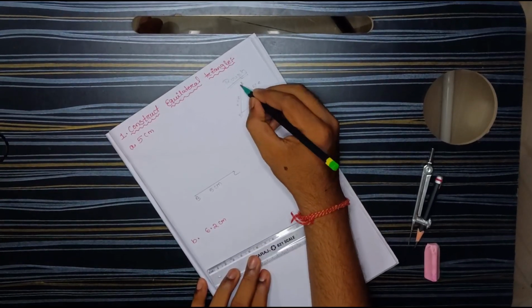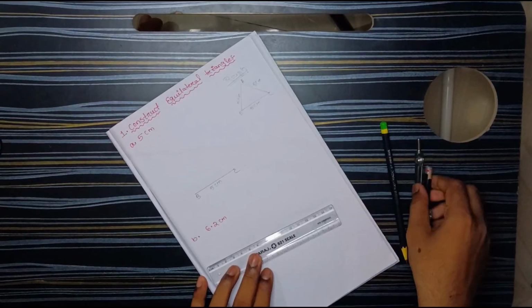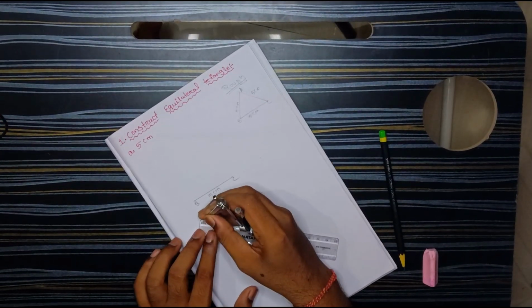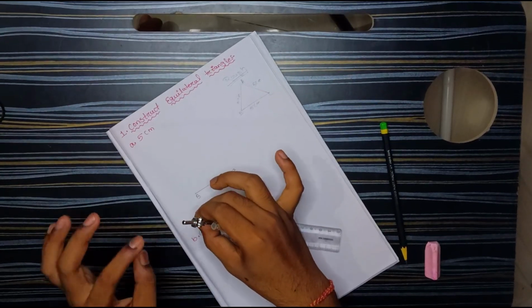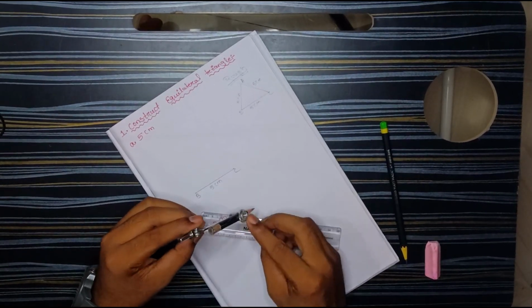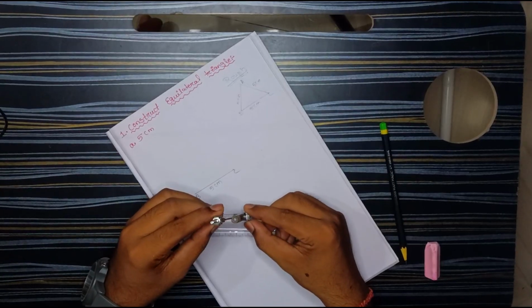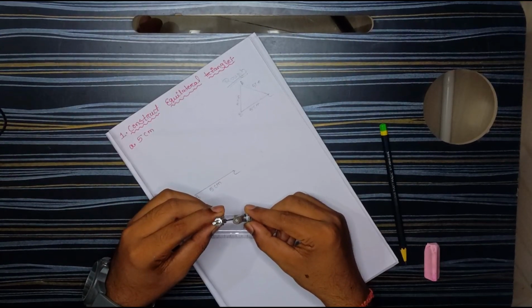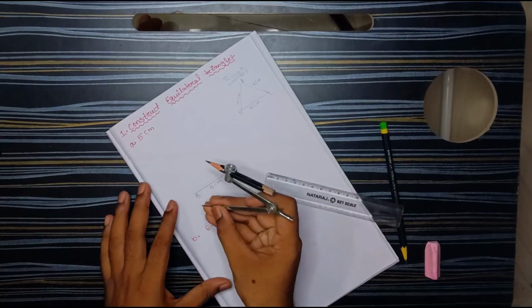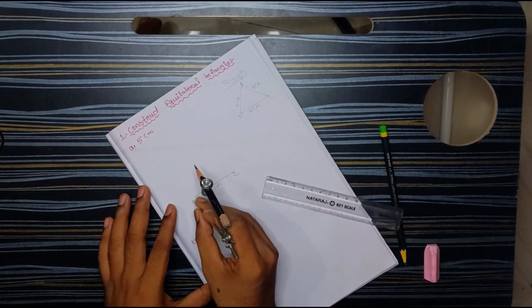Now we have to draw AB and AC. So how will we draw it? You have to take your compass. Put it on 0 and expand it till 5 centimeter. So this one is your 5 centimeter. Now this measure is your 5 centimeter. So first AB you have to draw.